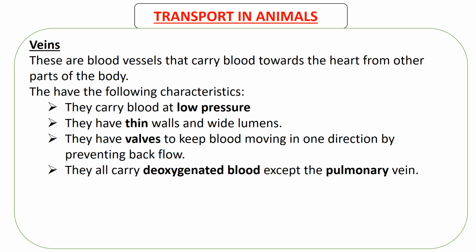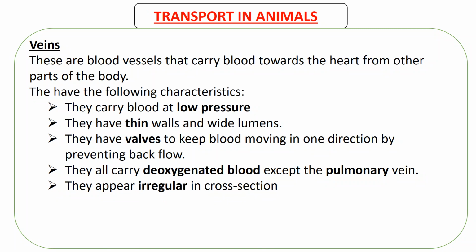They all carry deoxygenated blood except the pulmonary vein. Okay, the pulmonary vein is the vein that carries oxygenated blood from the lungs to the heart. So it takes blood with oxygen from the lungs to the heart. So this is the only vein that does not carry deoxygenated blood.